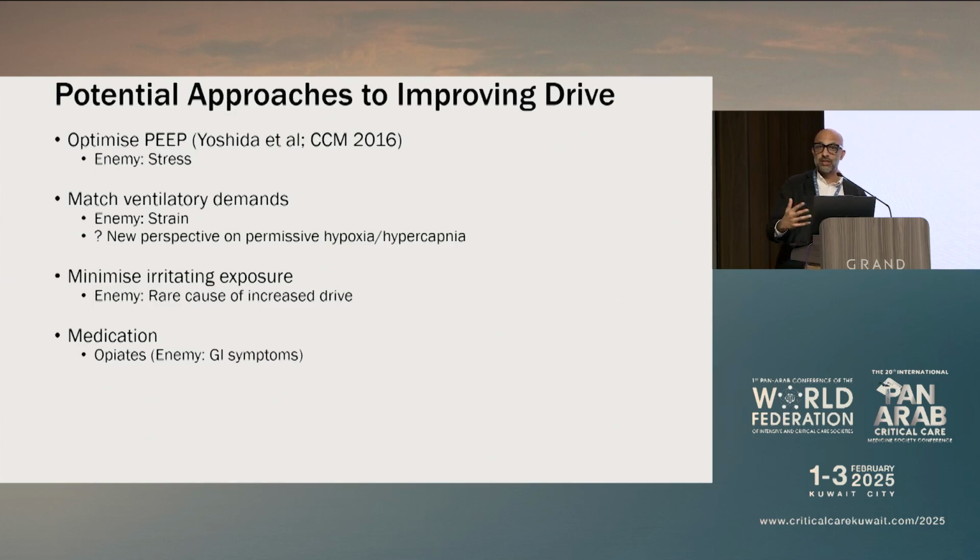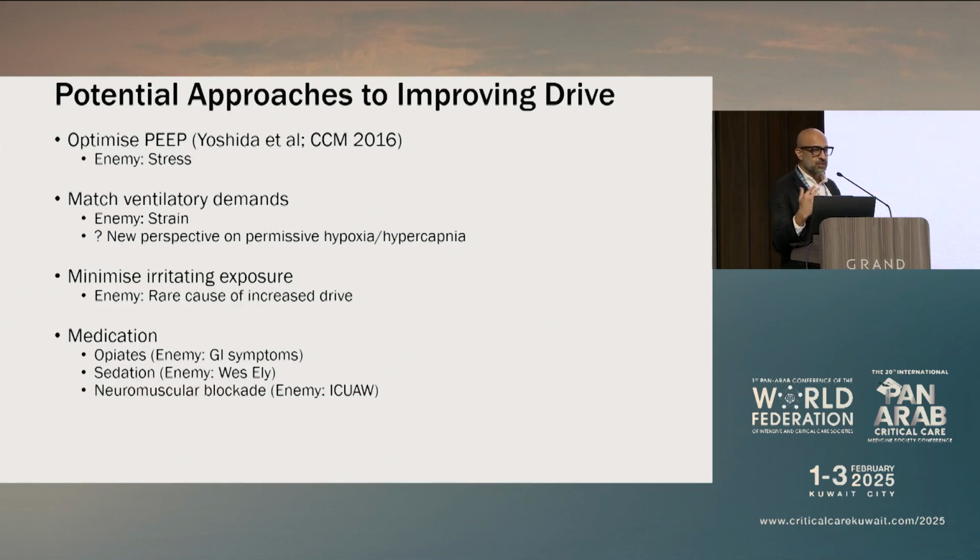And then there's medication. There are studies to suggest that opiates might help, but this has consequences in terms of GI symptoms. You can increase sedation. The enemy here is Vasily, who has talked about why sedation is a problem amongst our patients. Neuromuscular blockade can lead to ICU weakness. So all of these interventions come at a cost. And then there is extracorporeal CO2 removal, and the enemy here, of course, is data.